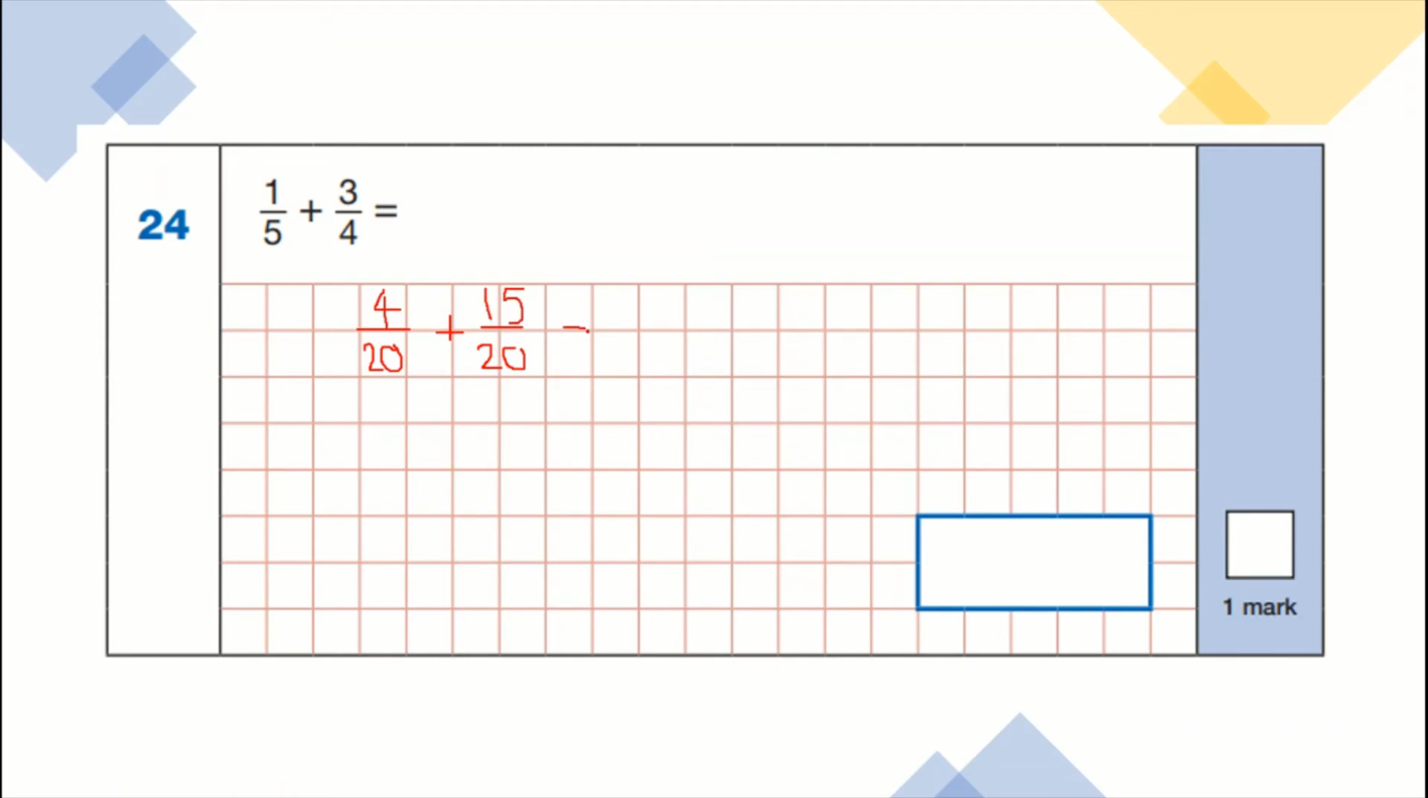Because the bottom numbers are the same, the bottom number will still stay the same. 15 plus 4 is 19. That would be our answer, and we can't simplify it any further, so that would be right.